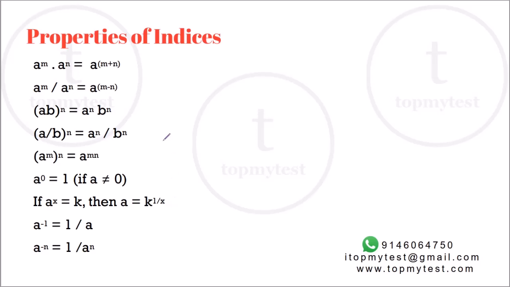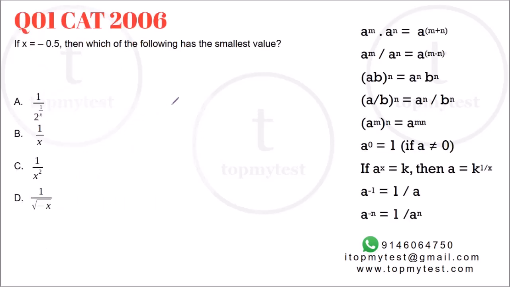These are things which you will find in most of your CAT preparation books. If you don't have them, just search online on Wikipedia. You will get these basic properties of indices pretty easily. We'll use this as a reference as and when it's required, and let's try to solve them. So how easy are questions on indices? This easy. This question can be solved in under a minute.